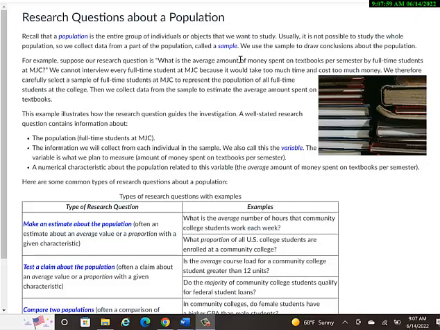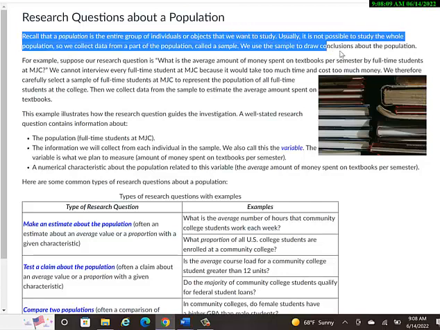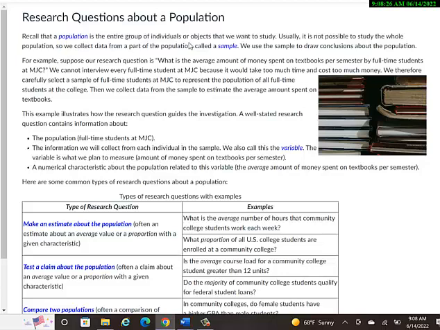On this page, we talk about different types of research questions about a population. Now recall that a population is the entire group of individuals or objects that we'd like to study. Usually it's not possible to study the whole population, like we said with the US population in the previous example. It's just too many people, and it's not realistic to expect us to ask everyone that question, and not realistic to expect everyone to answer the question, I guess. So we're going to collect data from a part of the population.